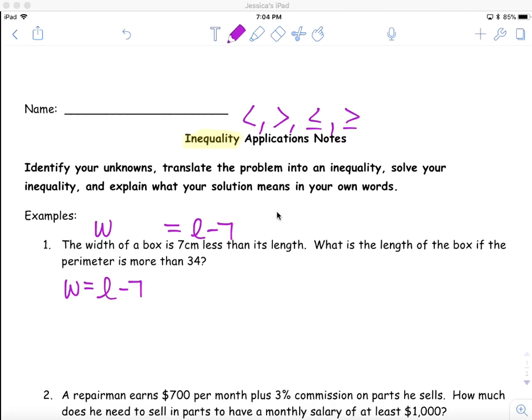Then it says, what is the length of the box if the perimeter is more than 34? So I know that my perimeter is more than 34. That's where your inequality sign comes in. You can think of it as P for perimeter is more than 34. Or if you think about a rectangle, you can actually plug in your rectangle perimeter formula, which is 2L plus 2W is more than 34. That's where the inequality sign comes in.